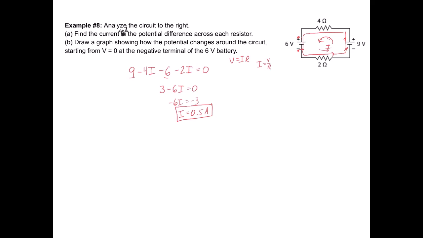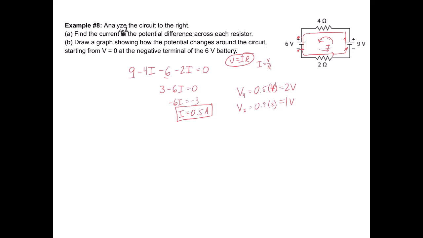All right, now it did ask for the potential difference across each resistor, so we are going to use this idea of I equals V over R, or simplified V equals IR for each resistor. So the potential difference across the 4 ohm resistor is going to be the current, which is 0.5, times the resistance, which was 4, and I end up getting 2 volts. And then I'll do the same thing for the 2 ohm resistor, which will be 0.5 times 2, giving me a total of 1 volt there. And so I've answered the question about the potential difference.